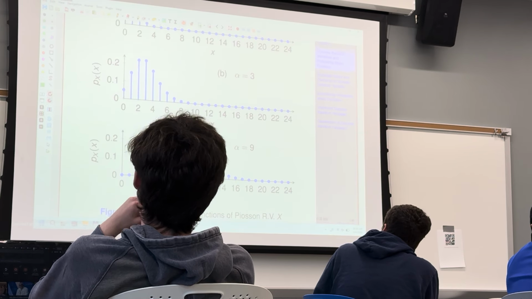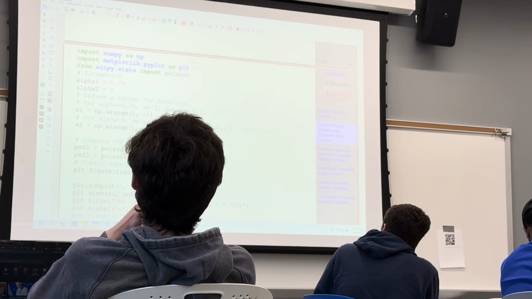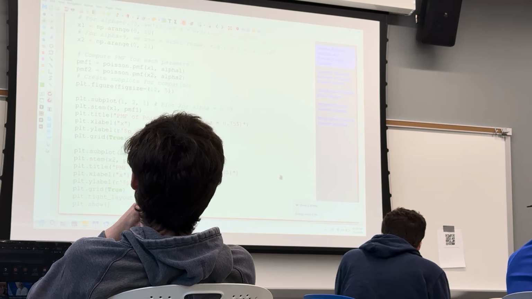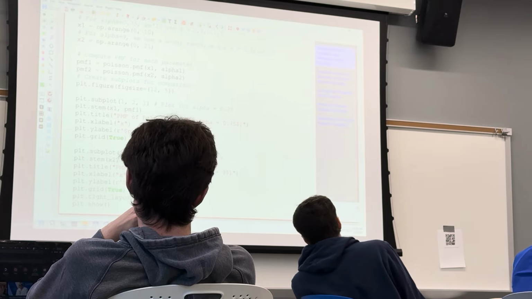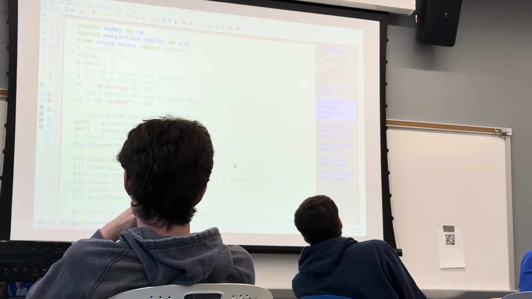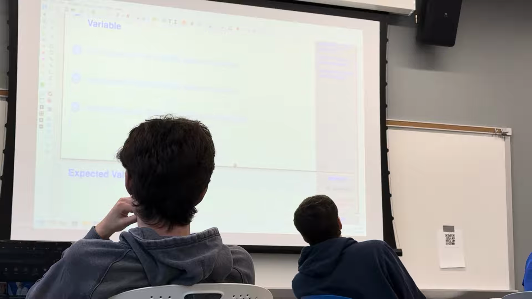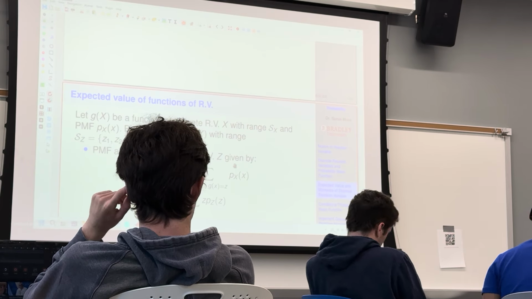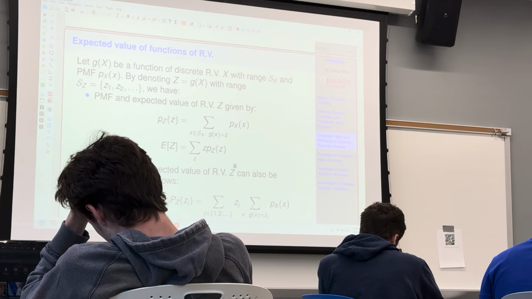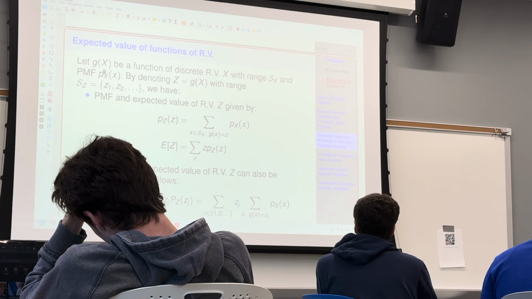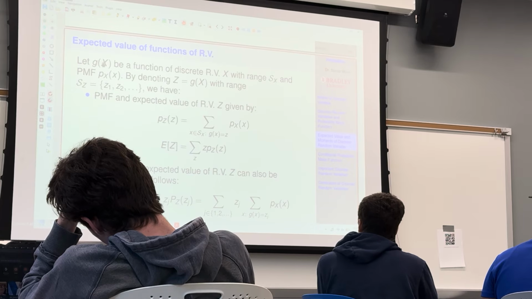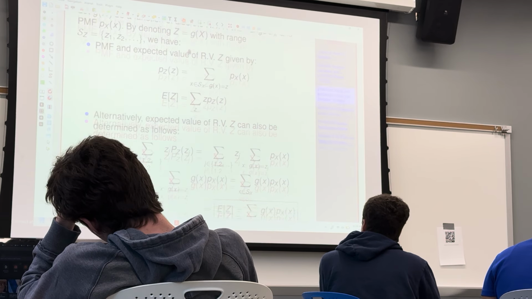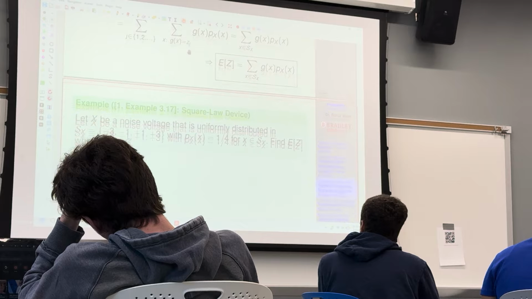And then we have the Poisson random variable, again with the same comments. Now we move on to expectation. Expectation, mean and variance, very important, guys. You had a similar problem in the exam. Expected value of functions of random variables.